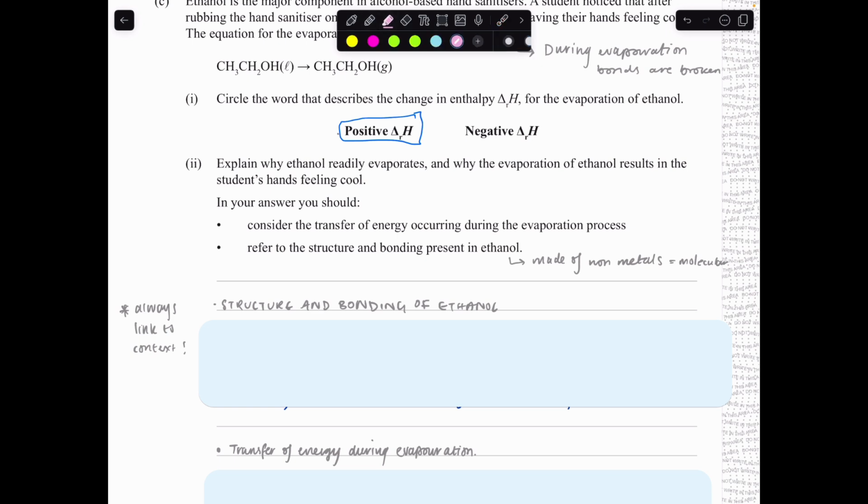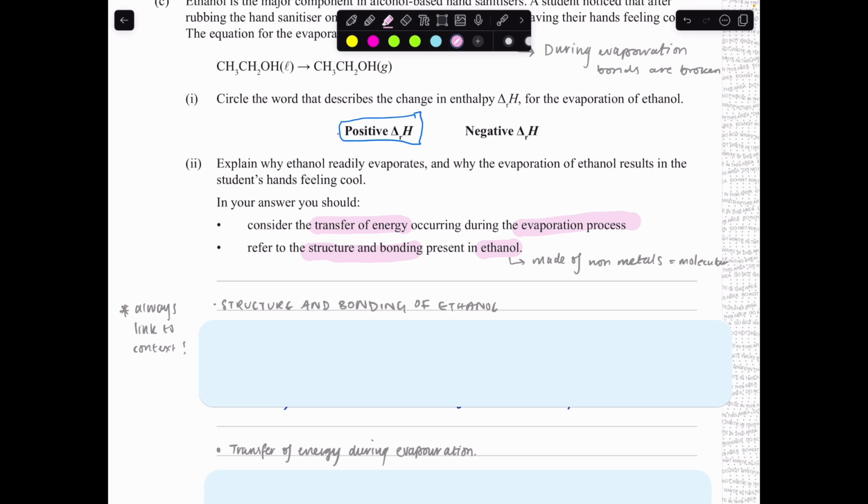Consider the transfer of energy occurring during the evaporation process. Refer to structure and bonding present in ethanol. Okay, I feel like starting off with first explaining the structure and bonding of ethanol, and then we could link it back to the context.